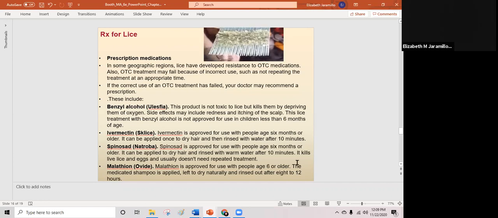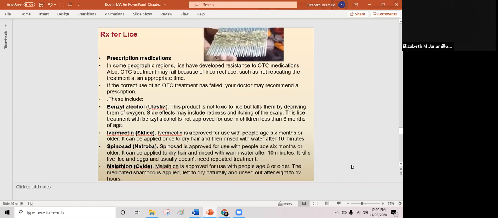These include benzyl alcohol. This product is not toxic to lice, but kills them by depriving them of oxygen. Side effects may include redness and itching, of course, of the scalp. This lice treatment with benzyl alcohol is not approved for use in children less than 6 months of age.